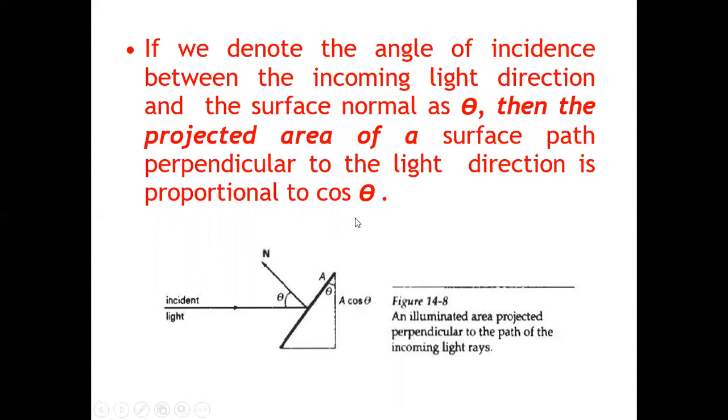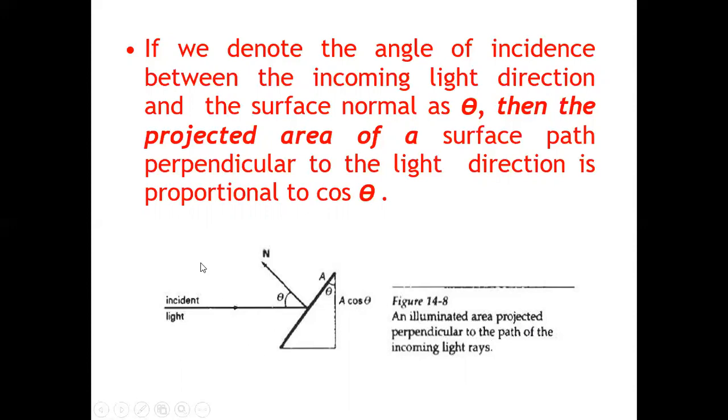If we denote the angle of incidence, we can see how the reflection happens. The incident light is incident on an object, and whenever the incident light is incident on any surface, there is a reflection. We denote the angle of incidence between the incoming light and the normal, the direction of the normal. The normal is always drawn perpendicular to the surface of the object.